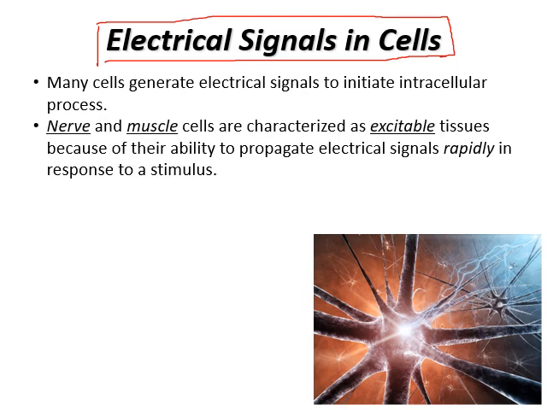So nerve and muscles are two of the cells that are excitable, that can actually transmit electrical signals. Cardiac muscle is also excitable, skeletal muscle, all the muscles are excitable, and the nerves are also excitable, and they're able to basically propagate, send electrical signals rapidly through the cell.